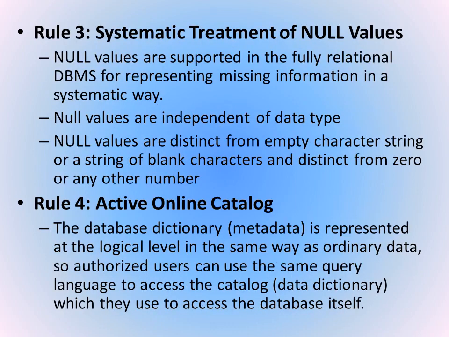Rule 3. Systematic treatment of null values. Null values are supported in the fully relational database for representing missing information in a systematic way. Null values are independent of data type. That is, null values have no data type. Null values are distinct from empty character string or a string of blank characters or 0 for numeric. That means null value cannot be compared to blank string or 0.